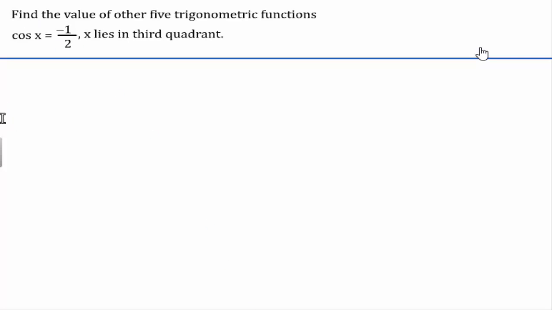In this question, we have to find the value of the other 5 trigonometric functions, and we are given the 6th trigonometric function, which is cos x, equal to minus 1 upon 2, where x lies in the third quadrant. Let's begin with the solution.